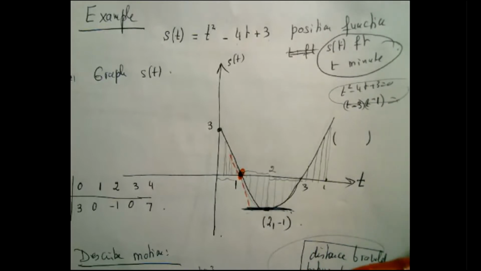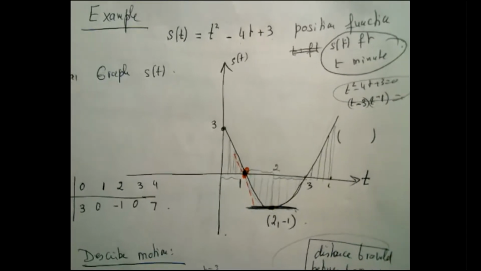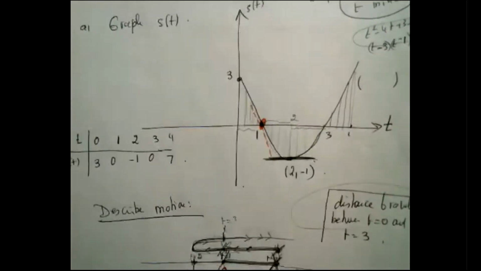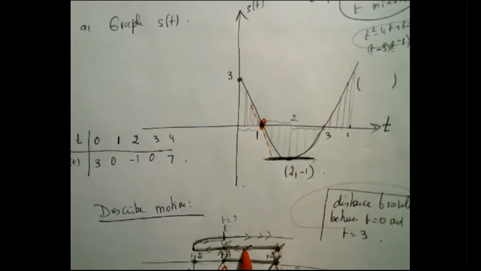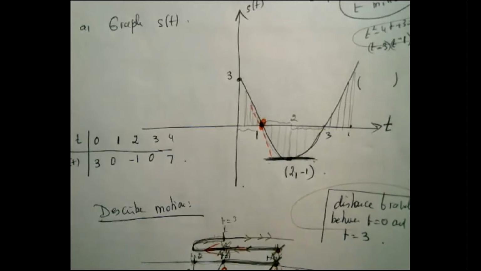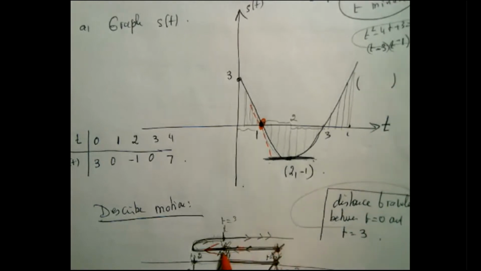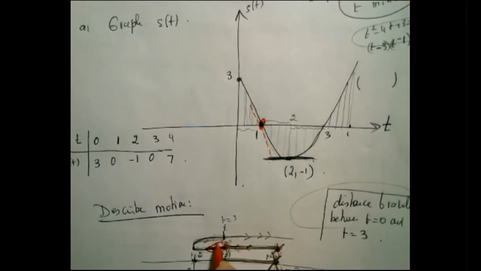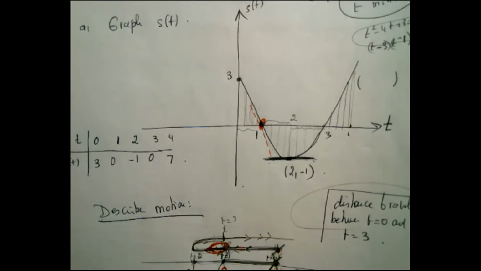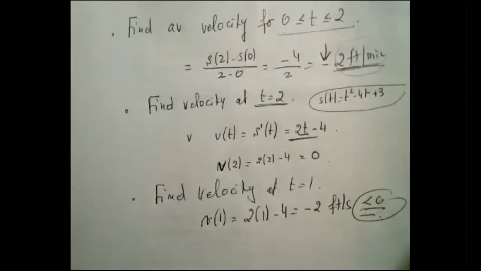That's interpreting the velocity as the slope. Another reason why we expect the velocity to be negative is that at t equal to 1, we know that the object is going in the negative direction. That's also what caused the velocity to be negative. Because in here, all those average velocities are going to be negative. So the instantaneous will be negative as well.